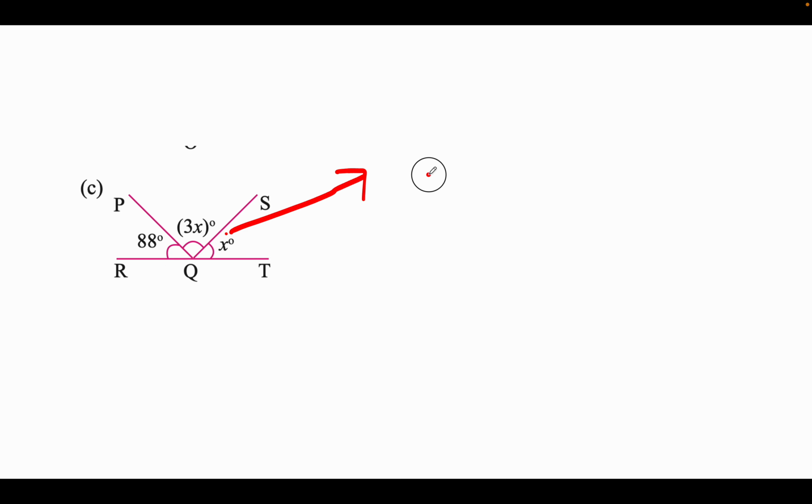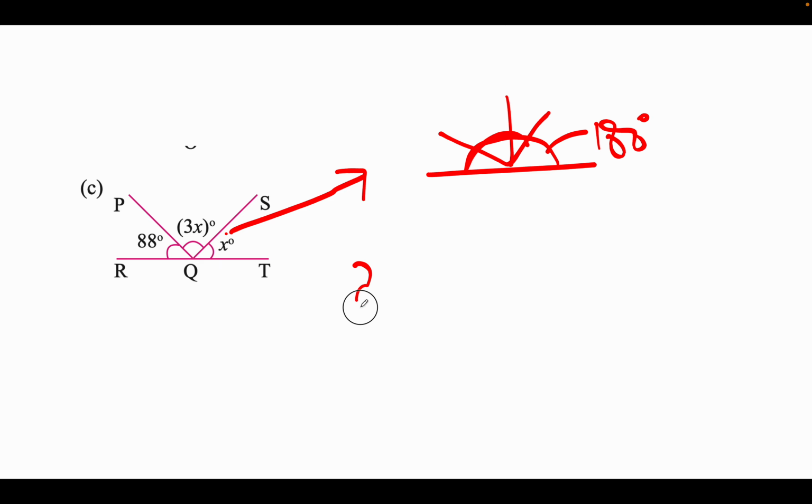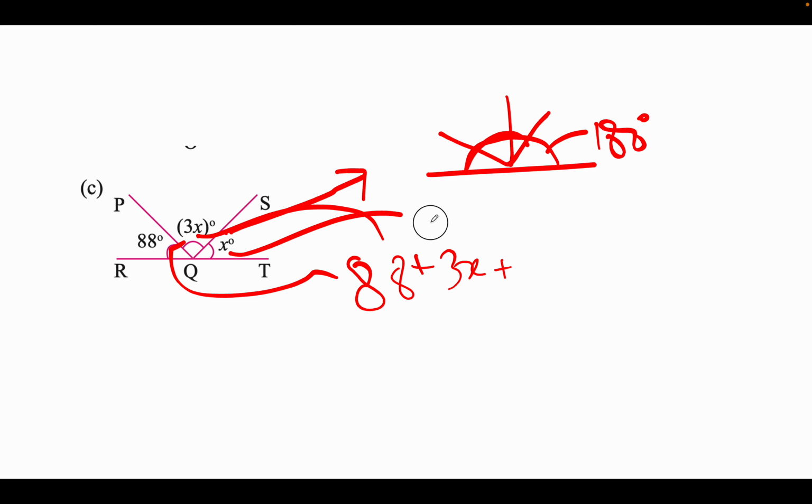This is similar to the previous type of question. Whatever the number of angles here does not matter. We have to just know that this total sum is 180. So here we have 88, one angle, this comes here, and this 3x plus 3x plus this x equals 180.